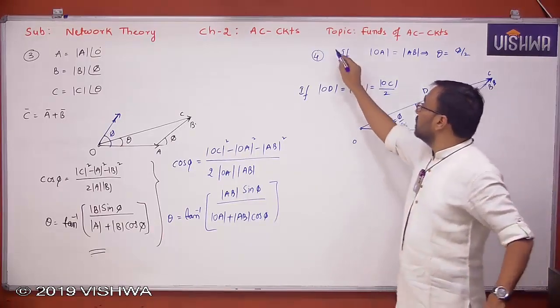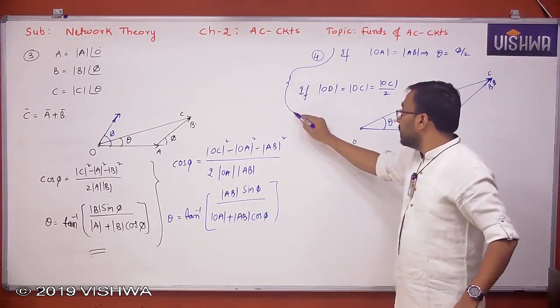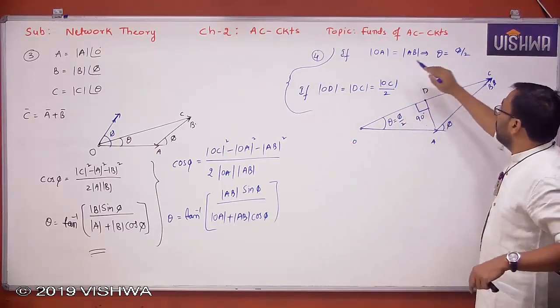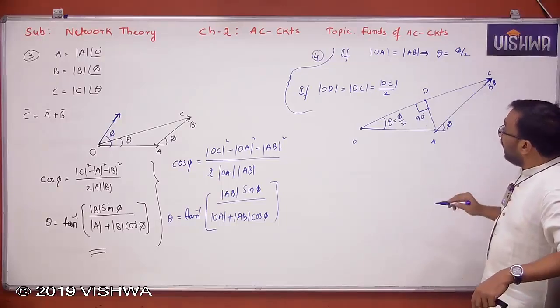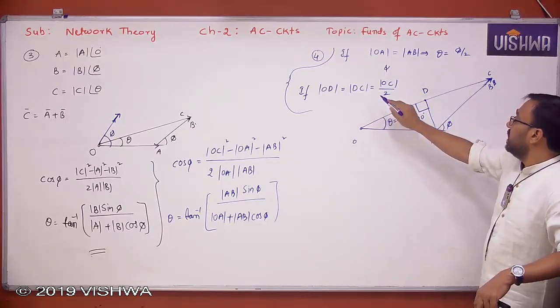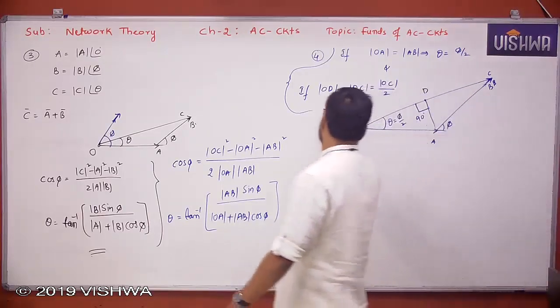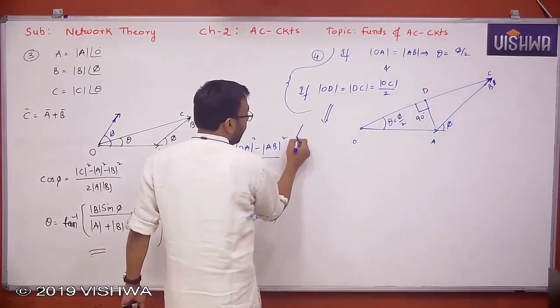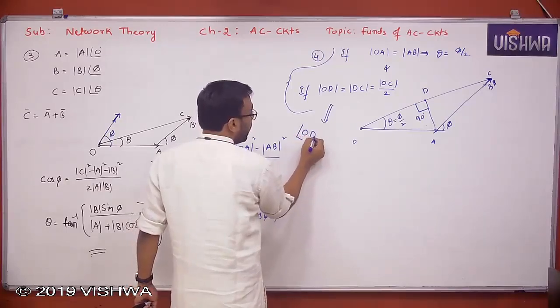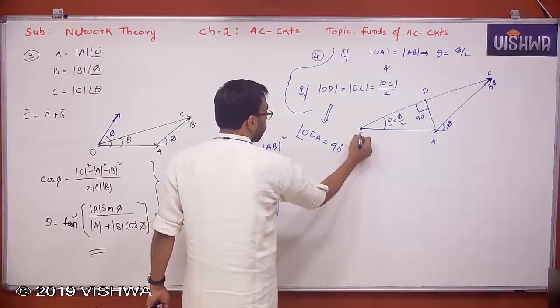Actually, two conditions are supposed to be satisfied. Okay? Two conditions are supposed to be satisfied. What are they? OA is equal to AB and OD is equal to DC is equal to OC by 2. Then angle ODA will become 90 degrees. You understand all of you?